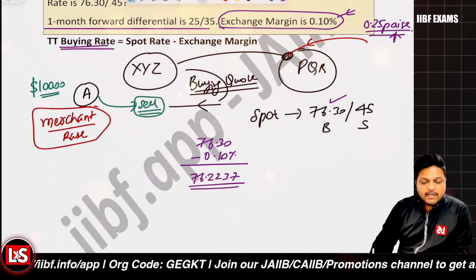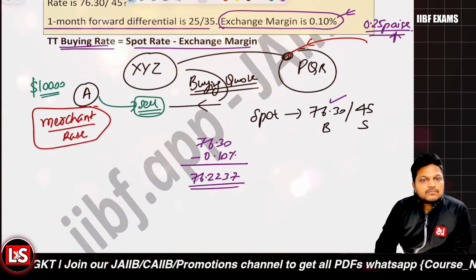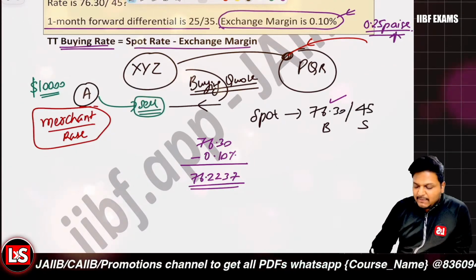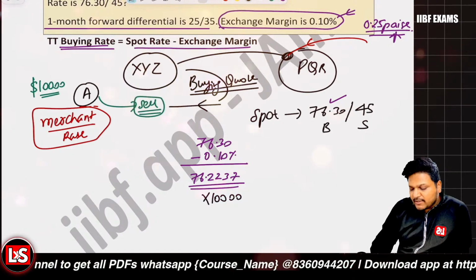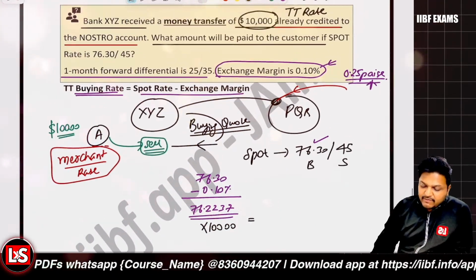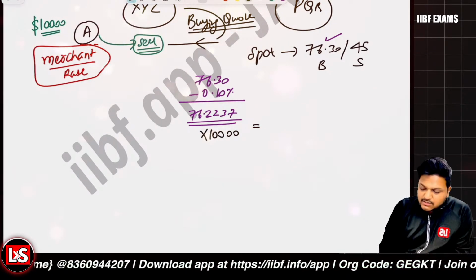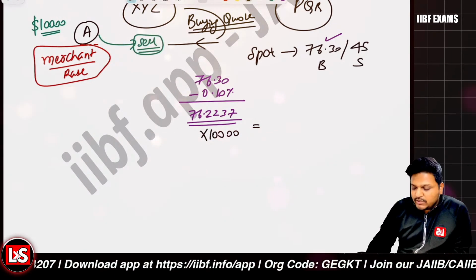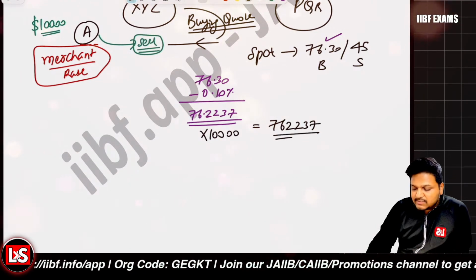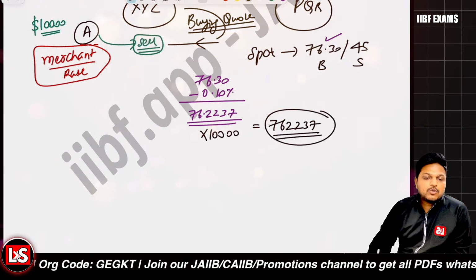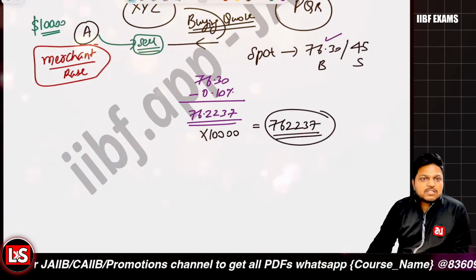And how did we calculate it? Using this simple point, spot rate minus the exchange margin, right? So we simply need to multiply it with the 10,000, because we were to calculate what amount is to be credited to the customer account. Here they have given what amount will be paid to the customer. So it is multiplied by 10,000. So it is 762237, that is 7,62,237. This amount will be credited to the customer's account.